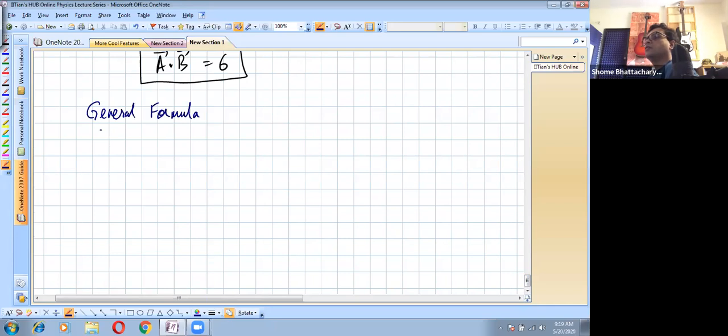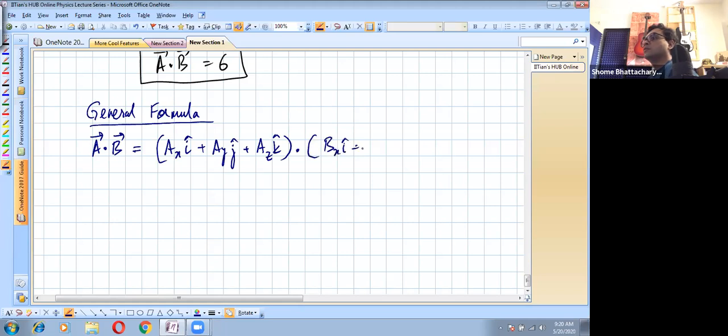The general formula for dot product in component form will be, if I now substitute the vectors A and B as the sum of 3 individual components. Now see, when we next use the distributive property, we will actually have a total of 9 terms, not 3 into 3. But out of those 9 terms, which terms will survive? The ones which are having I cap dot I cap, J cap dot J cap, and K cap dot K cap. And which terms will get cancelled out because the product is 0? I cap dot J cap, I cap dot K cap.